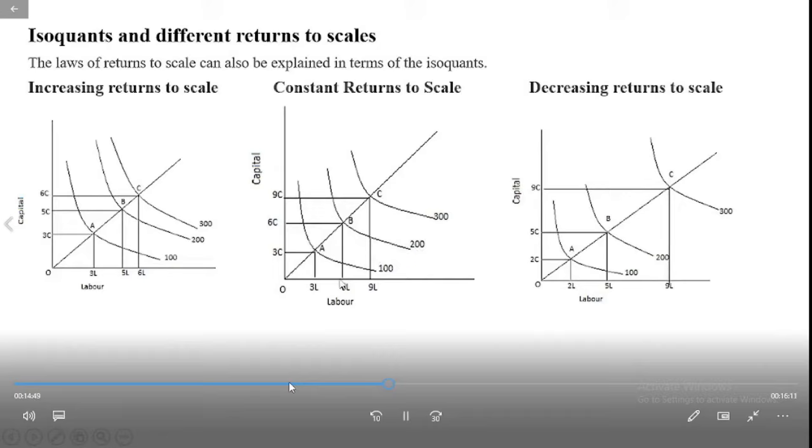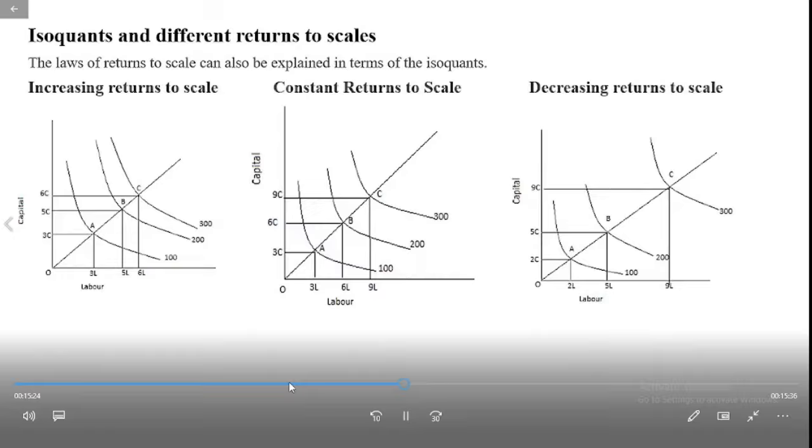That means there is an equal increase in labor and capital. So here the increase in inputs and increase in output both are at the same proportion. Again, when the output increases from 200 to 300 units, again 3 more units of labor and capital are required, or the gap between the isoquants remains the same. That is constant returns to scale. In this way, we can represent constant returns to scale with the help of isoquants.